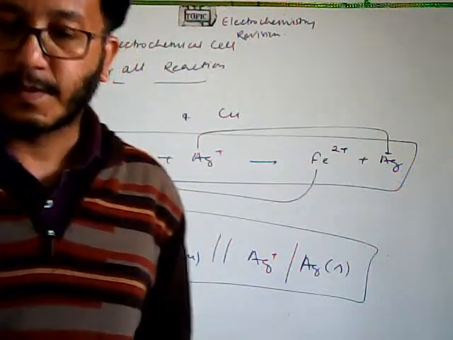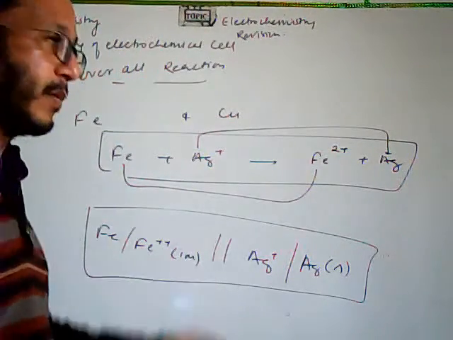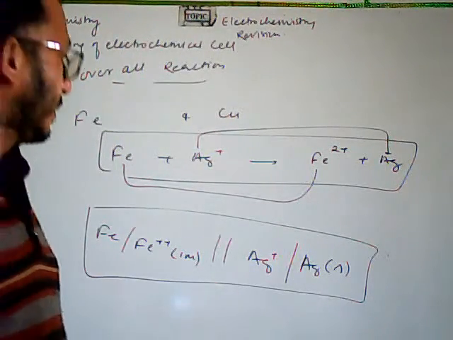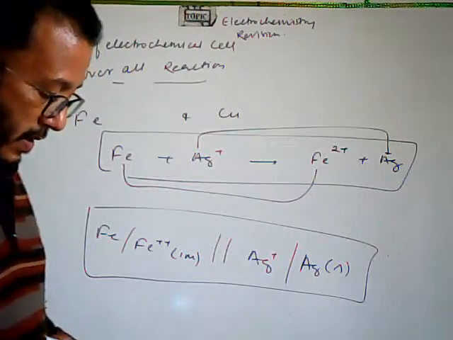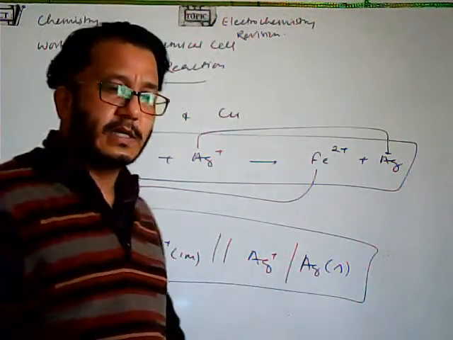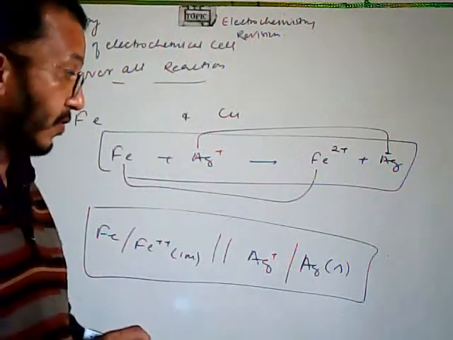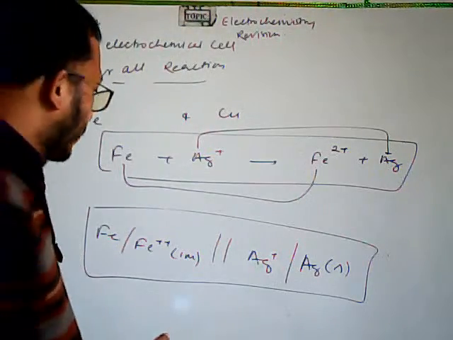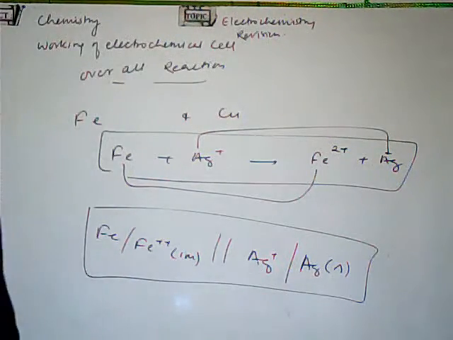You may find out the cell potential also for this one. Right, this is minus 0.45 volt, I think, and for this one, I think it is 0.80 volt plus. You can find out the cell potential for this one.